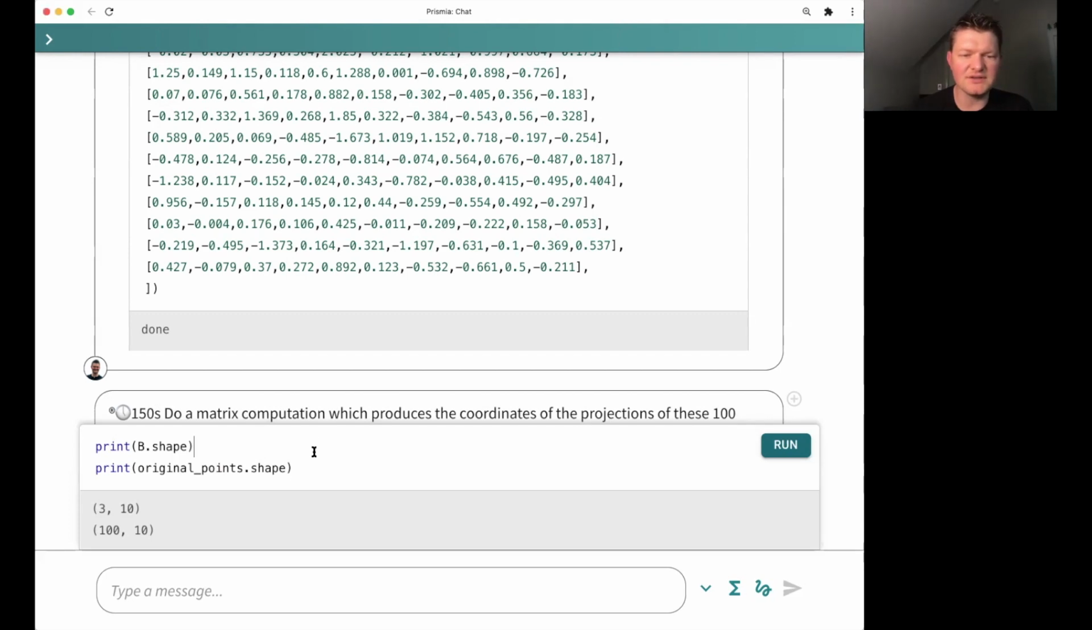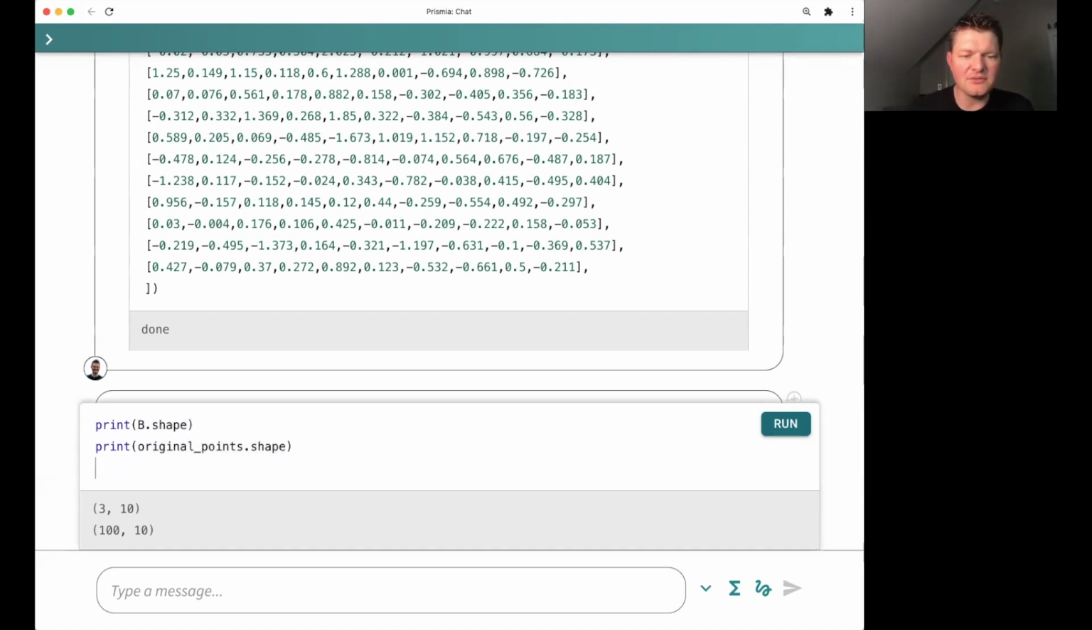Okay, so let's walk through it together. I printed out the shape of B and the shape of original points so that we can think about this matrix product in a helpful way. So B is 3 by 10, and we decided that what we want to do is multiply B by some vectors, one for each point. So that means that those vectors need to be situated as column vectors in that product. We want to do B times the first point, then B times the second point, and so on.